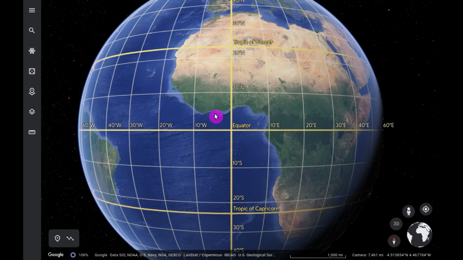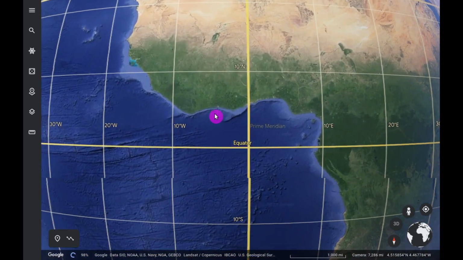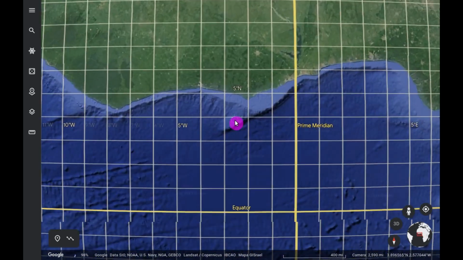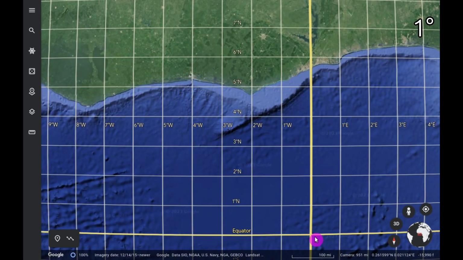So we're going to go from a 10-degree grid, and as I zoom in, now we've got a 5-degree grid. So going from the equator to 5 north, from the prime meridian to 5 west. As we keep zooming in, now we've got a 1-degree grid. So here's 0, 0, and this is 1 degree west, 2 degrees, 3 degrees, 4 degrees, 5 degrees west. Each of these is 1 square degree: 1 degree of latitude, 1 degree of longitude.